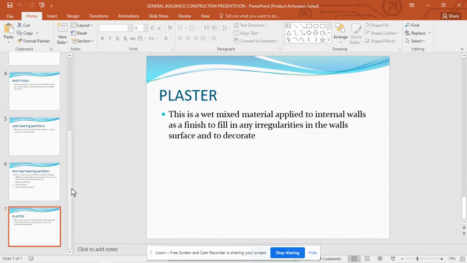So we have finishes of the walls. Once you have done the partitioning of the building, you have to finish the walls by plastering. Plaster is a wet mixed material applied onto walls, internal walls that is, as a finish to fill in any irregularities in the walls. We plaster to make the surface smooth and to decorate the surfaces.